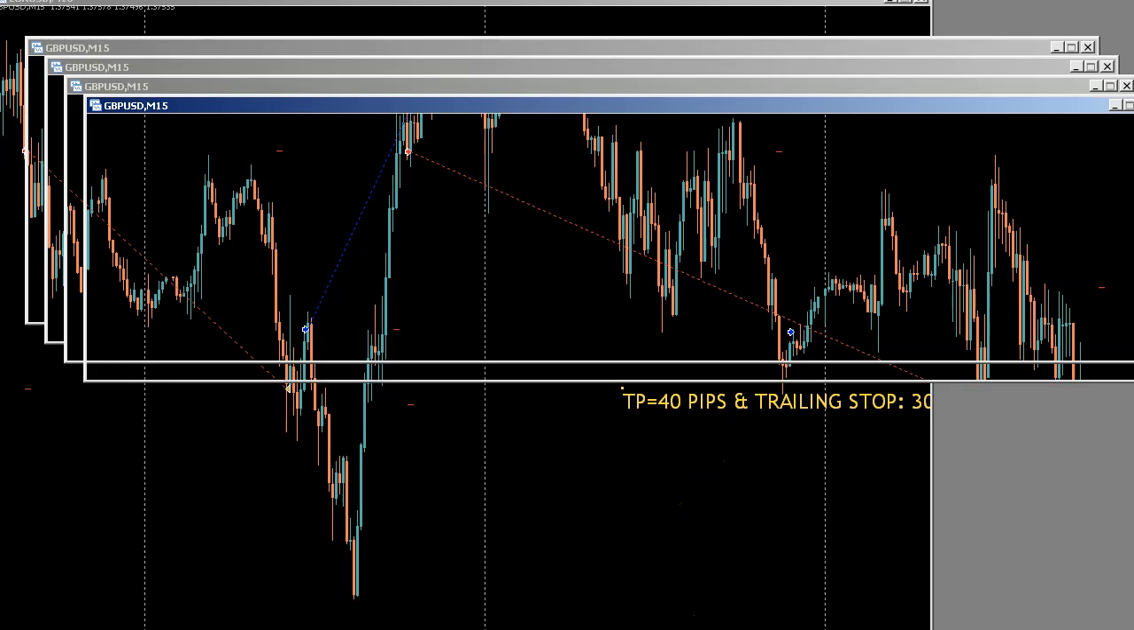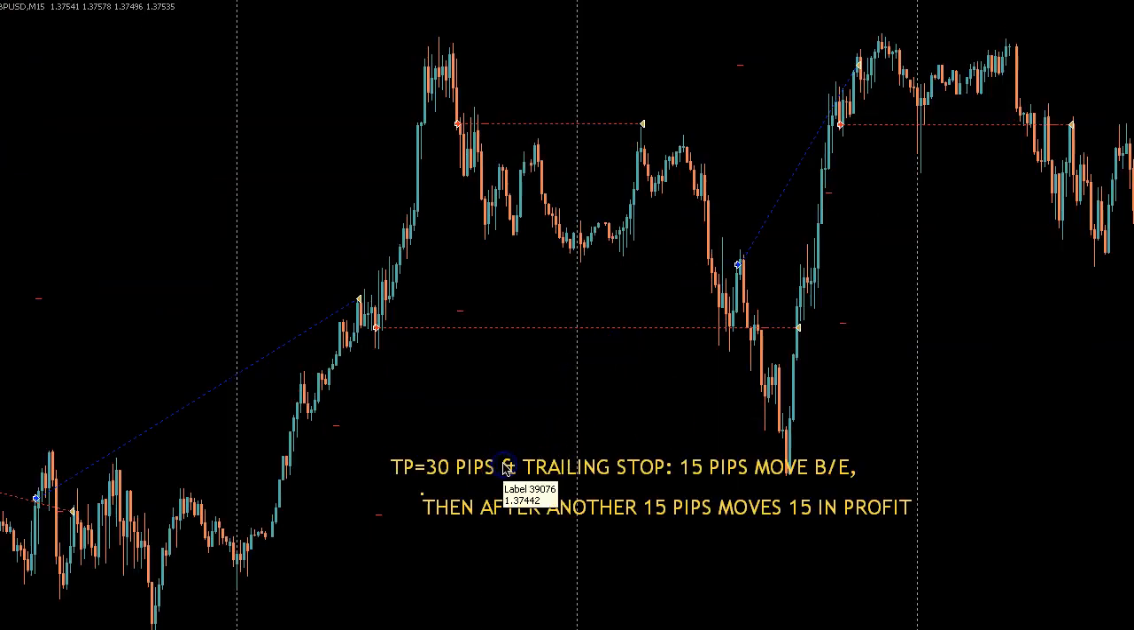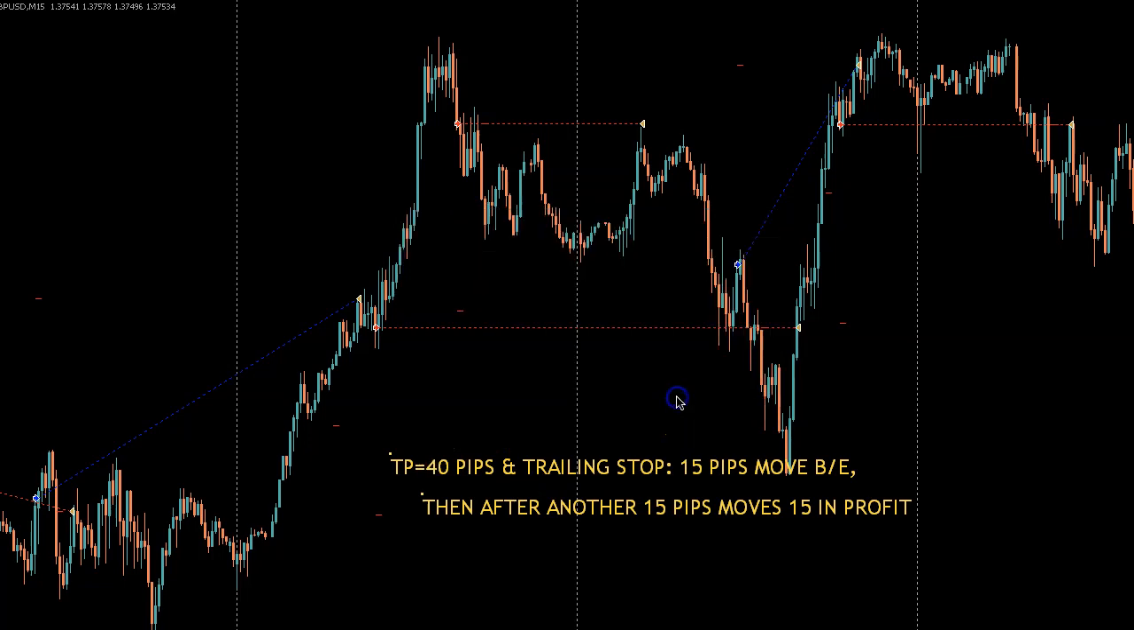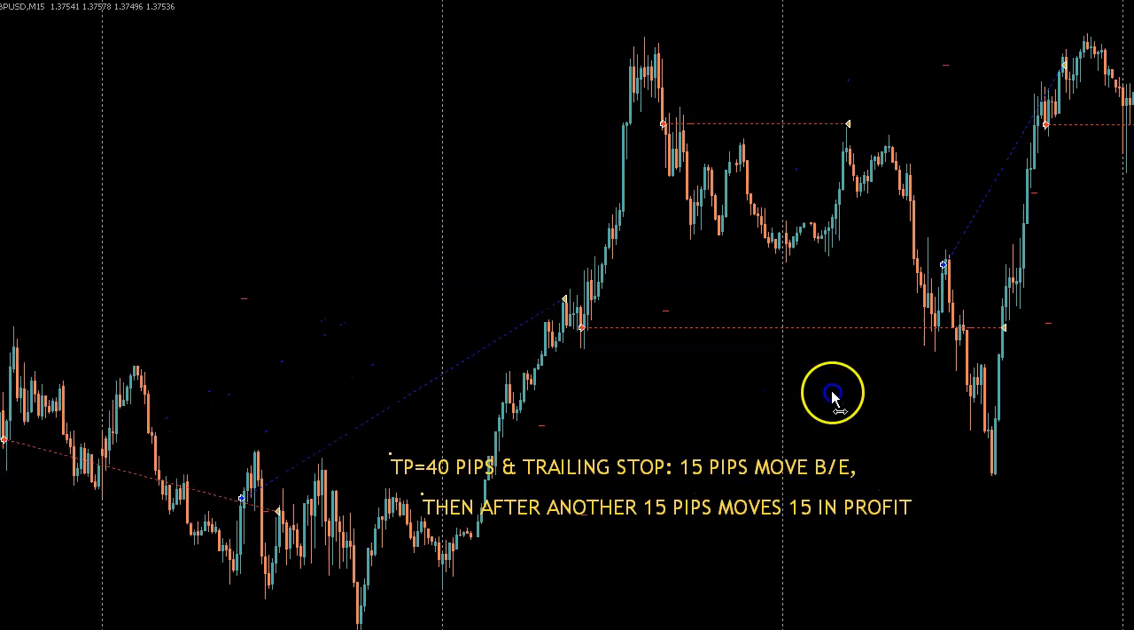If I go to the next example, which is also going to be 40 pips instead of 30, then if it reaches 30 pips, I want it to move 15 pips to break even, and then after another 15 pips, move 15 pips in profit, right? So this was the idea in here.